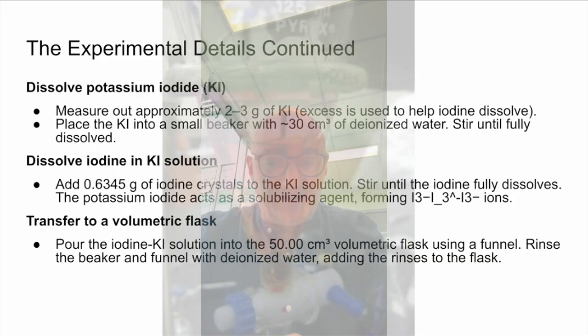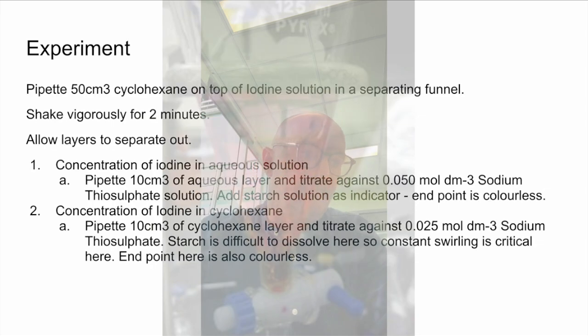The potassium iodide just needs between 2 and 3 grams. Okay, we don't need to know that accurately. We don't need a specific number. Just somewhere between 2 and 3 grams, a few spatulas worth, and it will help to dissolve the iodine completely. It takes a while to get it into solution, but I know that you are tenacious and resilient, right? So dissolve the 0.6345 grams in the KI solution. You'll form your I3-. Pop it into a 50 cm cubed volumetric and make it up to the mark.